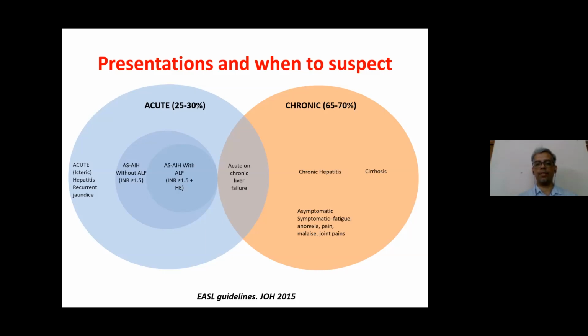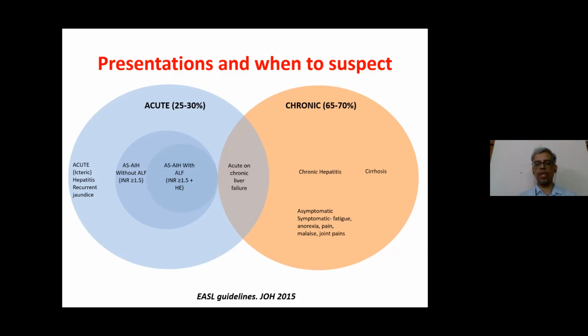The chronic presentations are very varied and constitute almost 2/3 of the patients you'll see in your clinical practice. The presentation may range from asymptomatic to a symptomatic phase of fatigue, anorexia, pain, malaise, joint pains, which may be very non-specific symptoms. In addition, patients may present with typical cirrhosis and even decompensated cirrhosis.